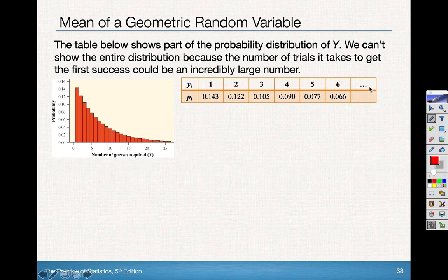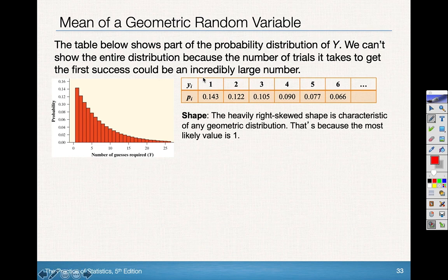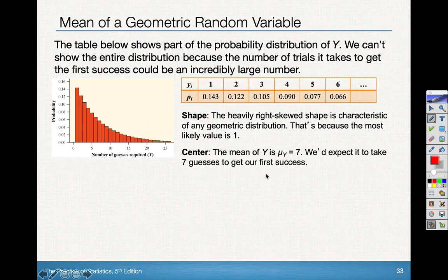So you actually never can show the end of it, because technically it could be that the person never gets it. It's possible. The probability is near 0, but the table for a geometric distribution continues. What's the shape of this? Heavy right skew. What's the center of this?